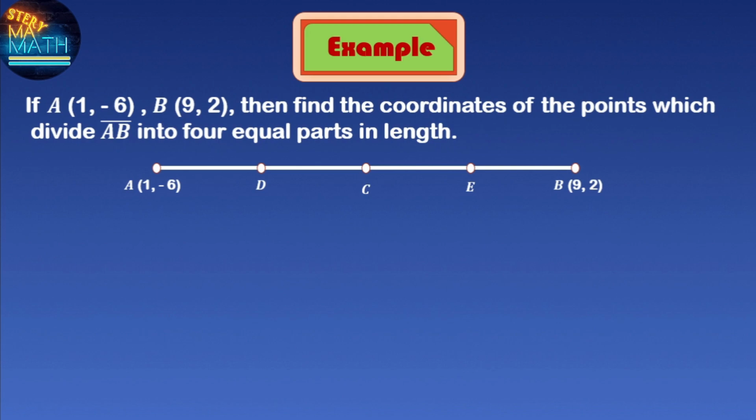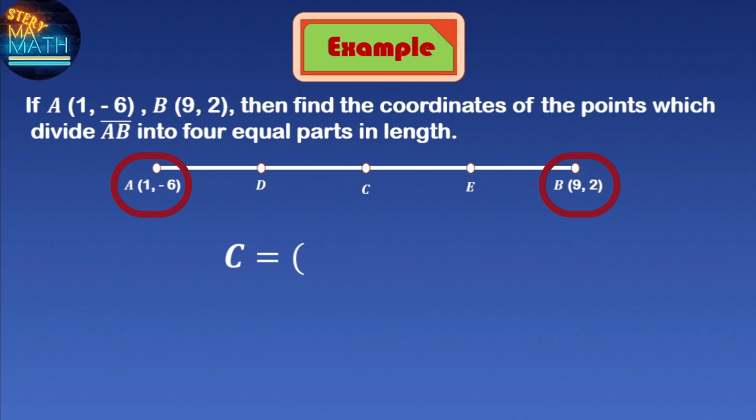So what is the midpoint between A and B? Of course, C. C is the midpoint between A and B. And what is the midpoint between A and C? Yes, D. And what is the midpoint between C and B? Of course, E. So to get the midpoint between A and C, which is D, you have to get the midpoint between A and B first. So let's get started with the point C.